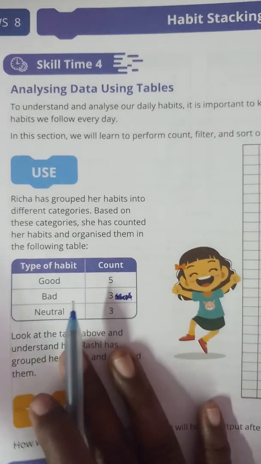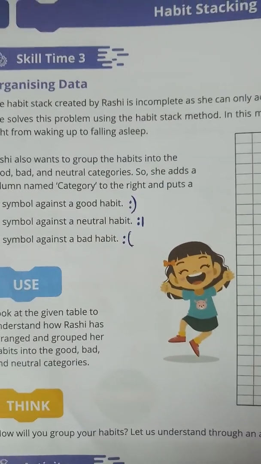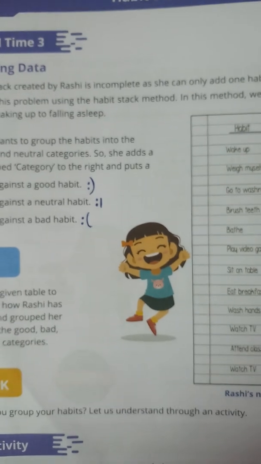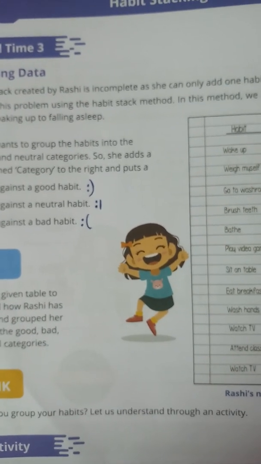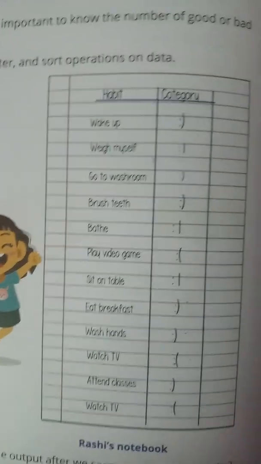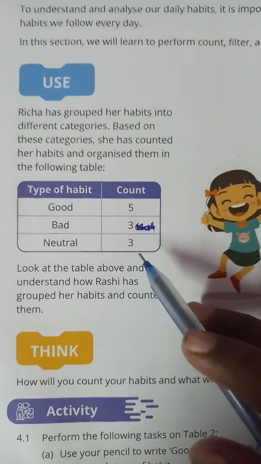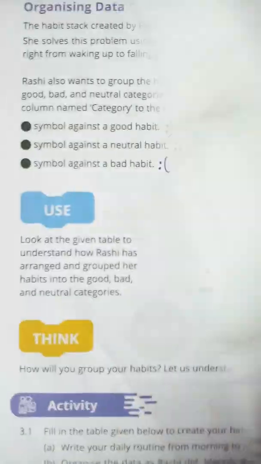And then, what is the symbol for a neutral habit? Colon with a straight line. So neutral is 1, 2, 3. There are three neutral habits. And then the next one is bad.